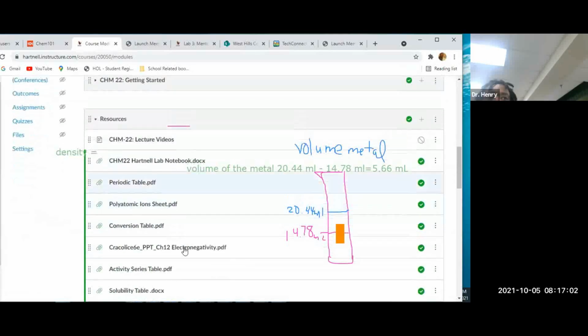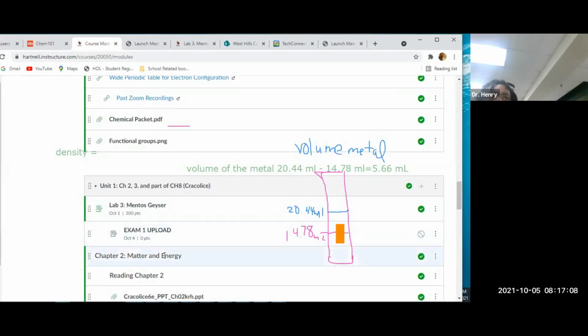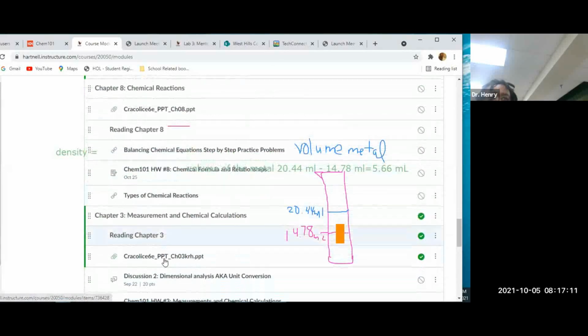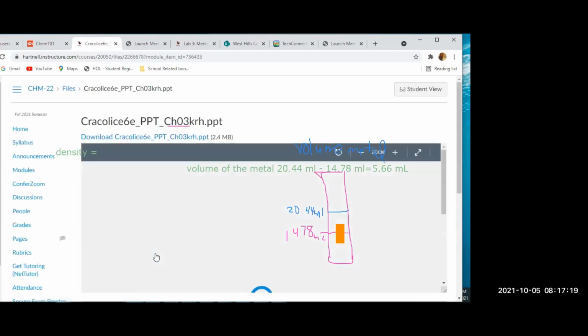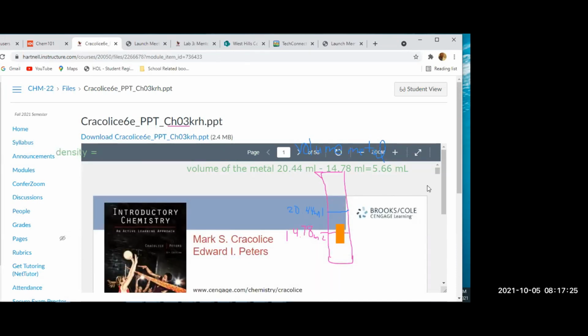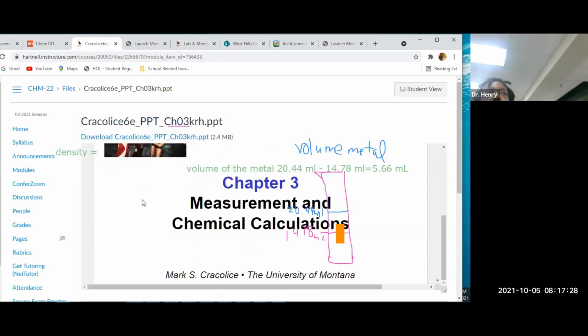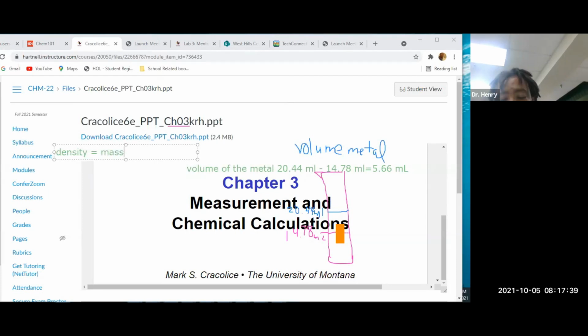Oh, that's the recorded lecture. Let's see. I go to unit 1, chapter 3. So yeah, this is my PowerPoint presentation. Okay, so I guess density is the mass per unit volume of a substance. Okay, so it's mass per unit volume. So if we go here, mass per volume.